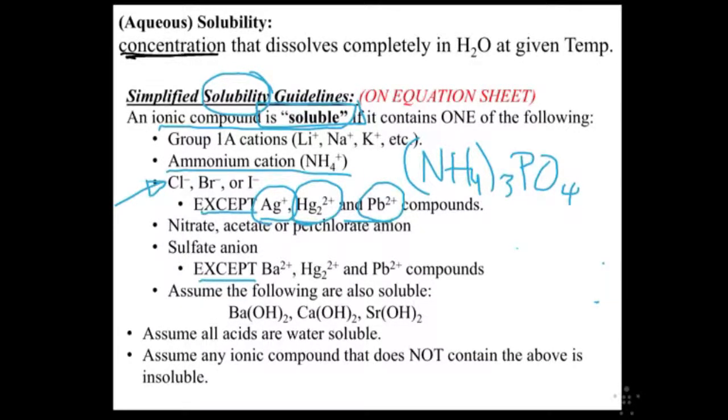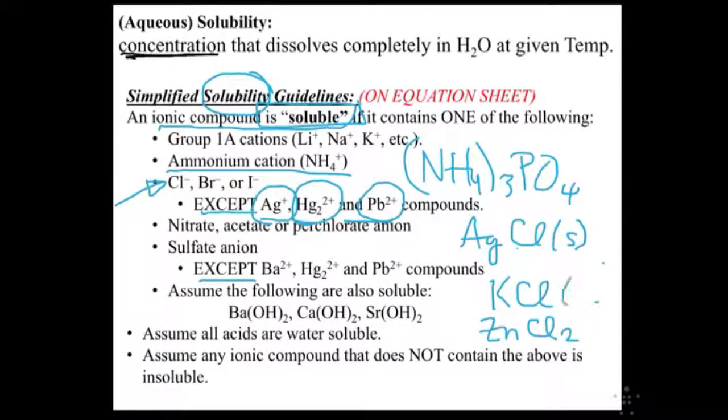So for example, if we had silver chloride, that would not be soluble. That would be a solid if you put it in water. But if we had potassium chloride, or zinc chloride, zinc 2 chloride, those would both be soluble in water. Okay, so that's how we use the solubility chart.